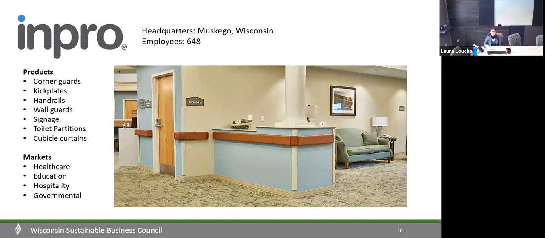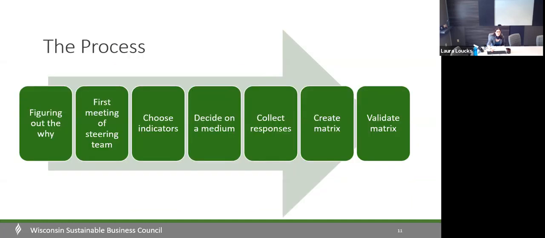I wanted to point out that we are a relatively small organization. We only have about 600 employees. So our process was a lot different than ABB, and you'll get two very different perspectives on how to complete this. Take whichever one you feel fits your company best. This is the process that we went through to create our materiality.